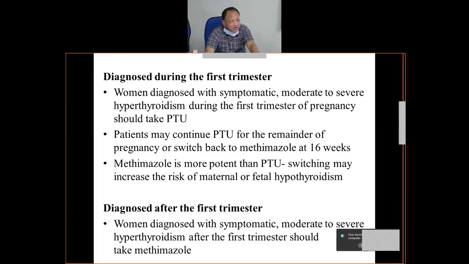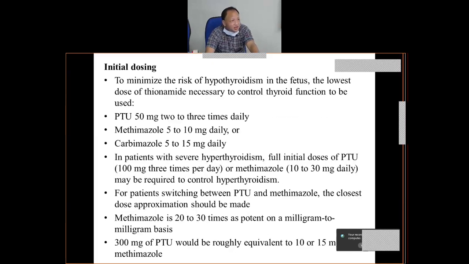Women diagnosed with symptomatic moderate to severe hyperthyroidism after the first trimester should take methimazole. For the initial dosing, we usually give a lower dose: PTU 50 milligrams, methimazole 5 to 10, carbimazole 5 to 15 daily. In patients with severe hyperthyroidism, full initial doses of PTU, that means 100 milligrams 3 times a day, or methimazole 10 to 30 milligrams daily, may be required to control hyperthyroidism.